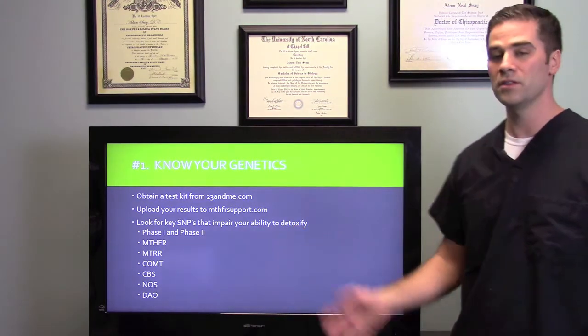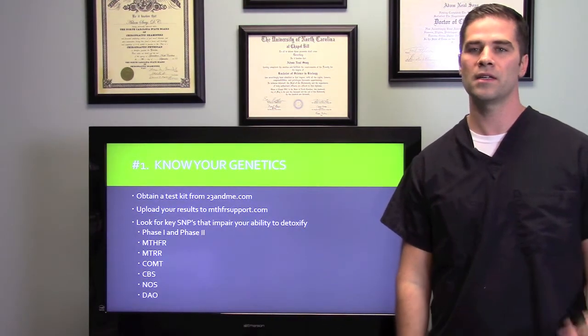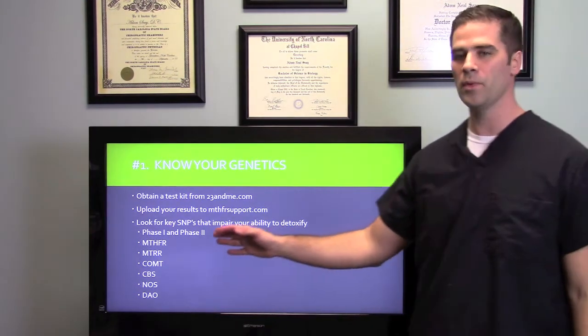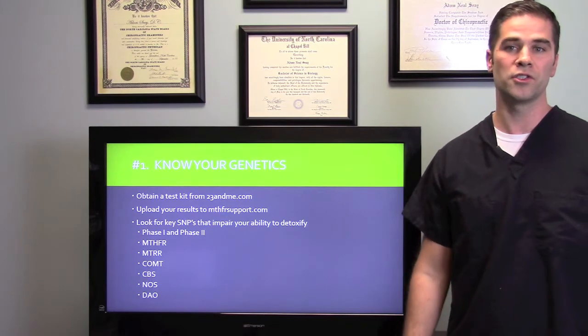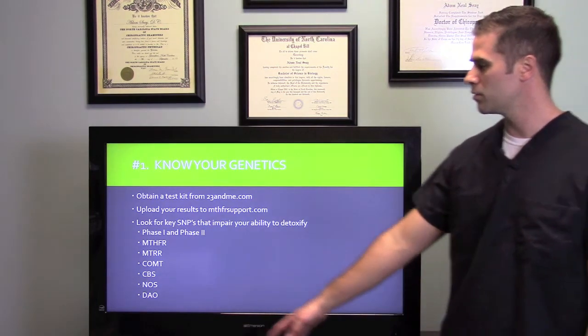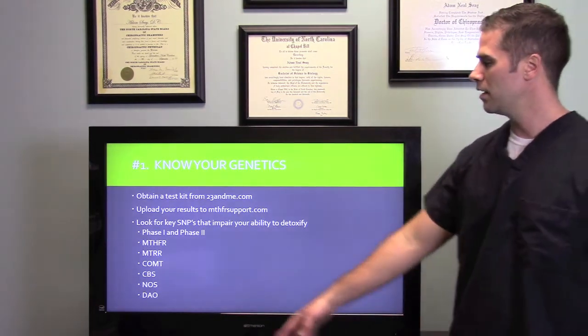They can impair your ability to detoxify. So again, a big issue for Lyme patients is going to be detoxification, and some people have some genetic inability to do that. They just don't have good genes to allow them to detoxify. So a couple of sequences that we look at, and there are multiple other ones that we do.